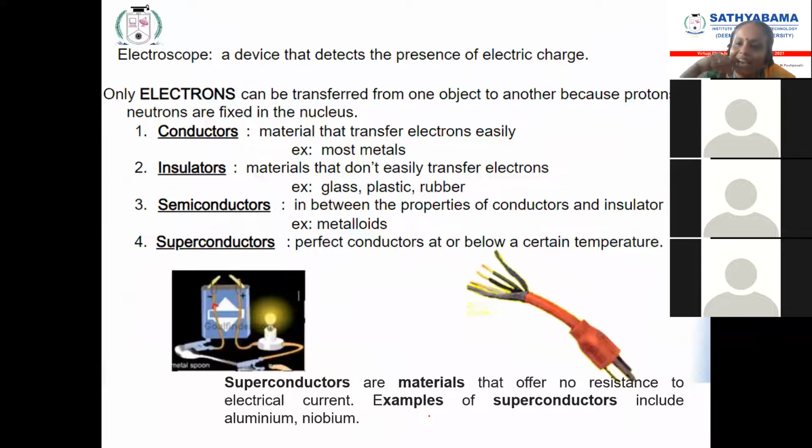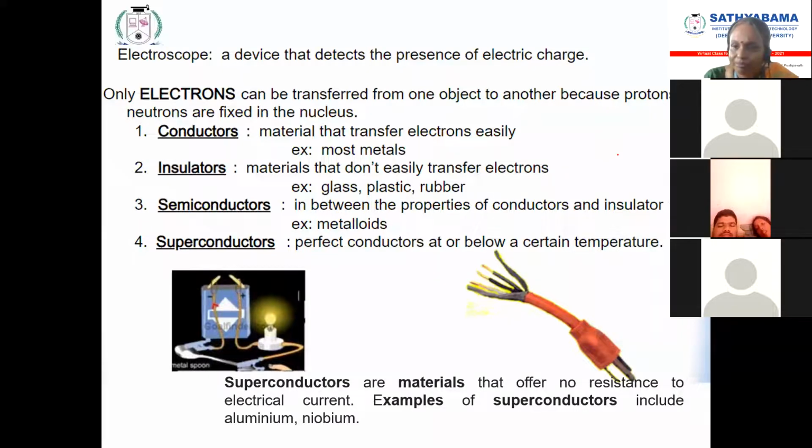Here we were saying electron, electron, electron. So electrons are transferred from one object to another, and that depends on how it transfers. We will classify the types. You all know conductor, insulator, semiconductor, superconductor. You have already learned these words.